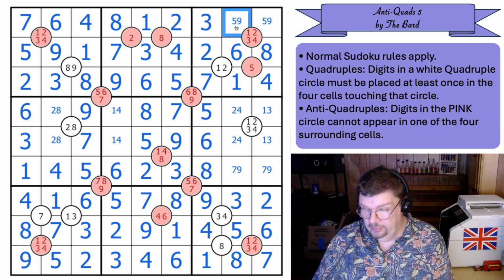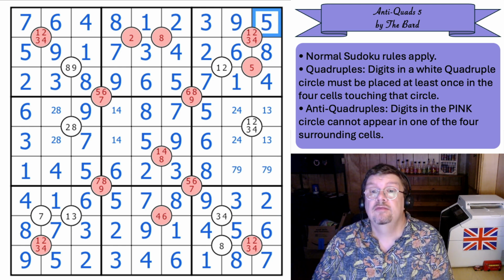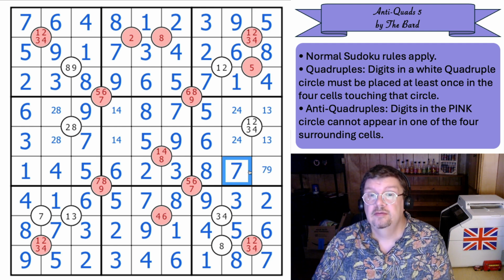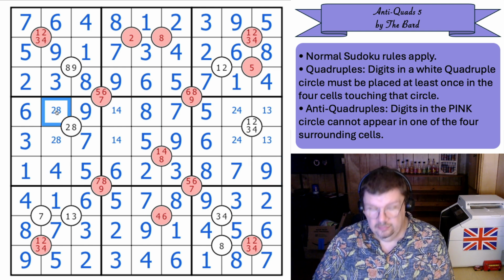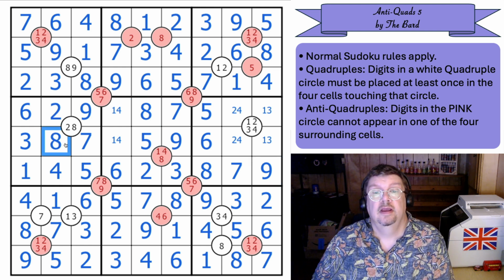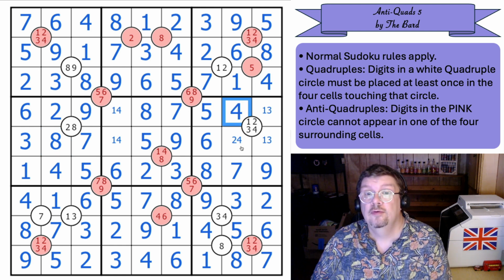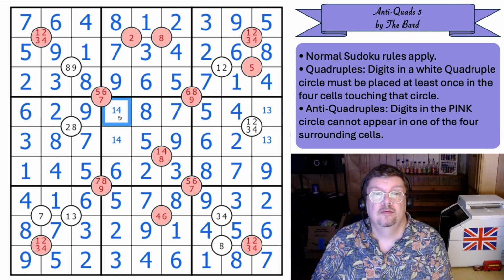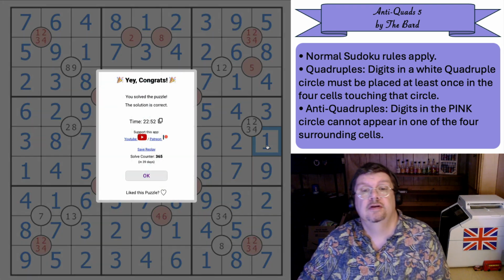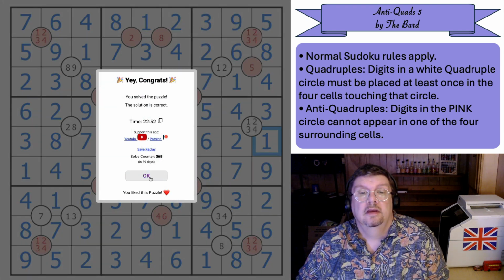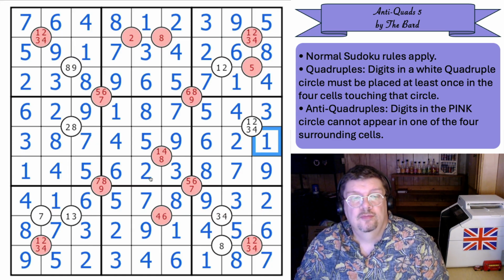That 5 looks up to make that 9 and 5. That 9 looks down to make that 7 and 9. And now this 8 looks across to make that 2. That's 8. That 2 gives us 4 and 2. That 4 gives us 1 and 4. And that gives us 3 and 1 to finish off. And that is a beautiful puzzle.